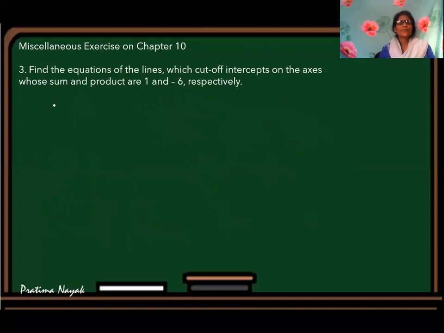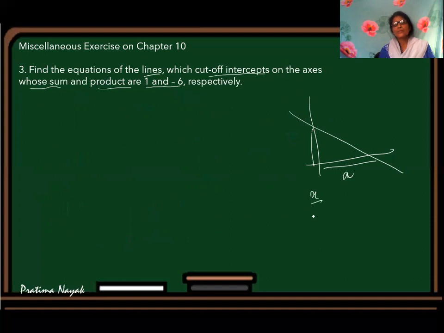Question number 3. Find the equation of the lines which cut off intercepts on the axes whose sum and product are 1 and minus 6. That means if a line is making intercepts a and b, we know that the equation is x by a plus y by b is equal to 1.